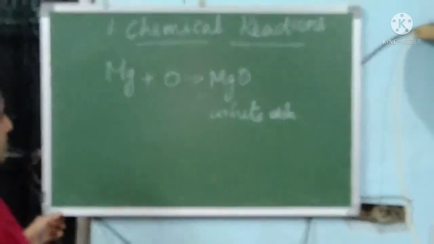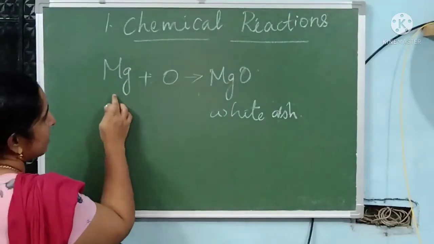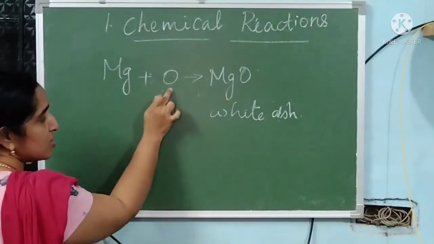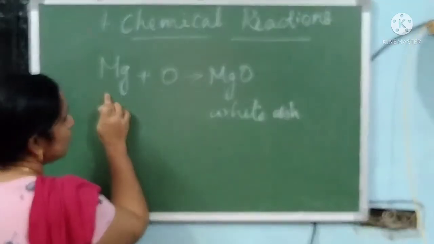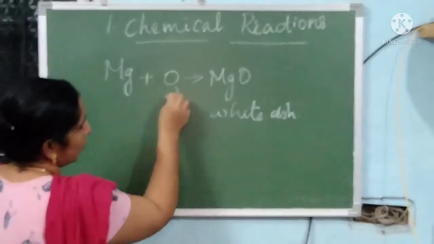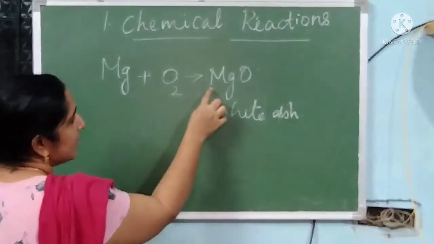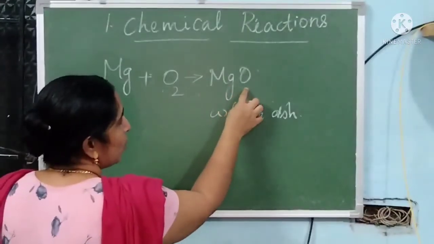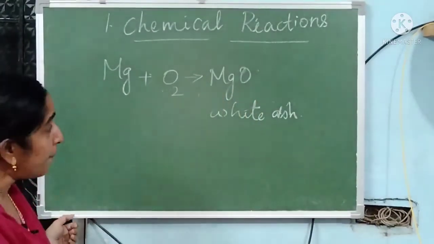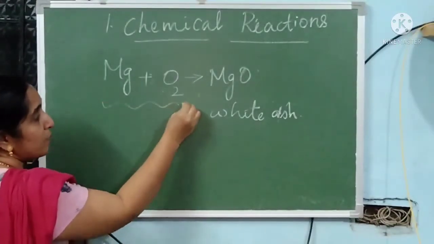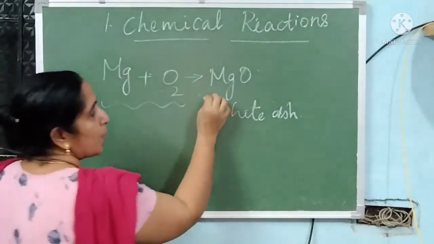Okay. So in this reaction, Mg plus O gives MgO. Mg is magnesium and O is oxygen. Suppose Mg reacts with O2. O2 is also a molecule of oxygen. Then the final product is MgO. But this is an unbalanced equation. Here we have to follow the law of conservation of mass. The sum of the reactants is equal to the products.